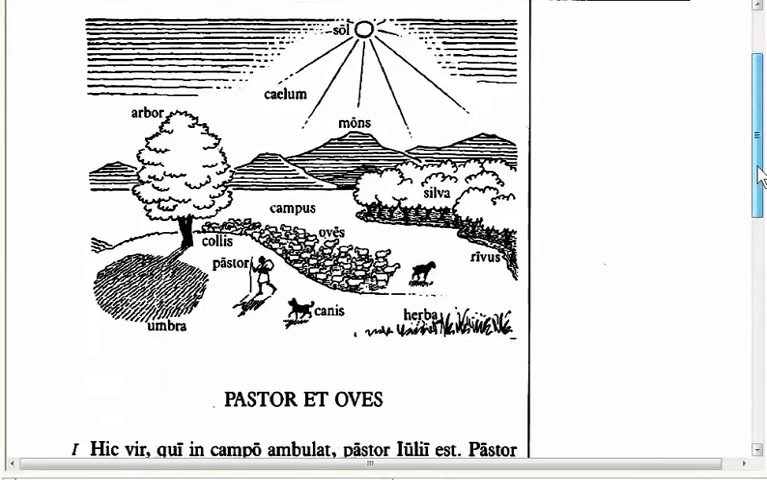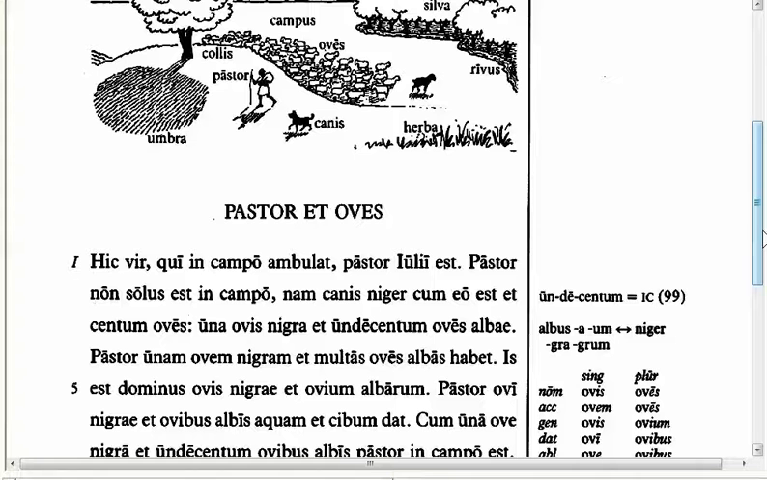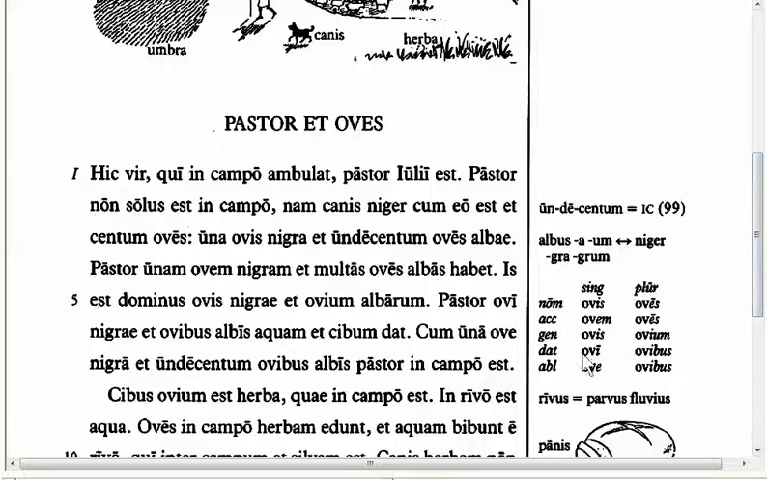If you look at line 3 of Chapter 9, we see the word ovis, which is a new form. You haven't seen a word with the ending -is so far. And this belongs to a new declension called the third declension. We see the declension in the margin here with ovis, ovem, ovis, ovi, ove, and the plural ovis, ovis, ovium, ovibus, ovibus.